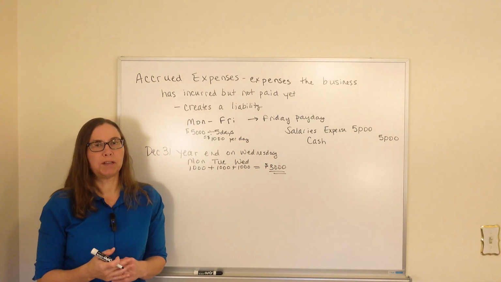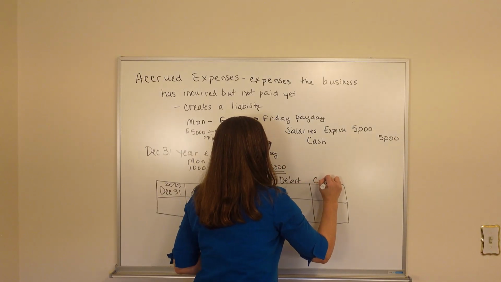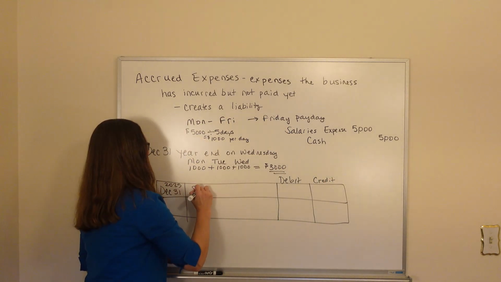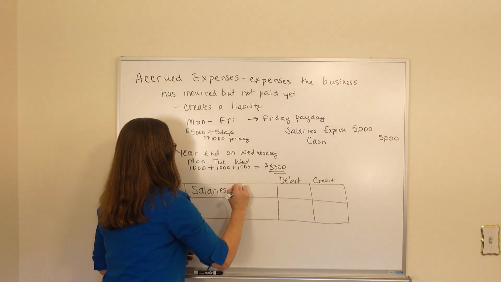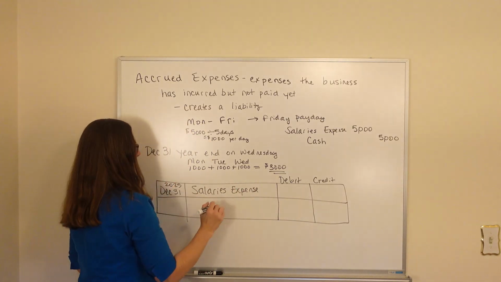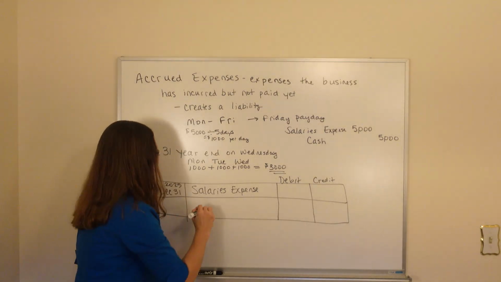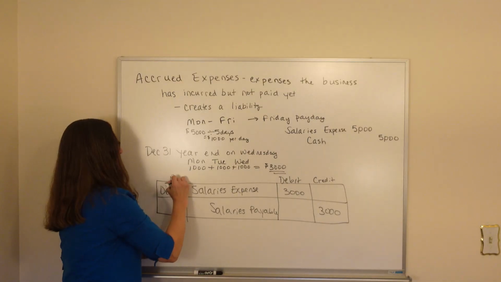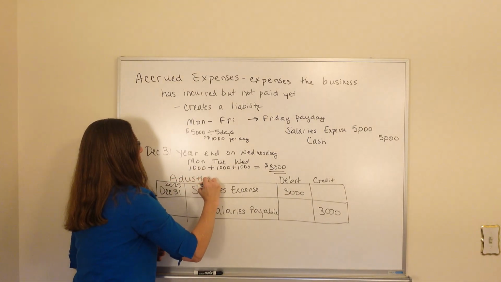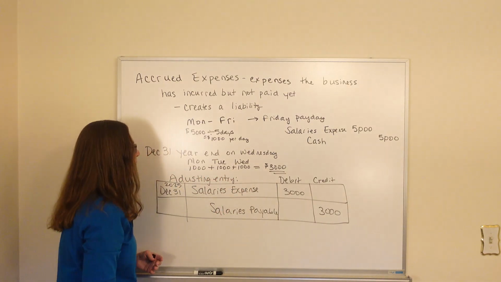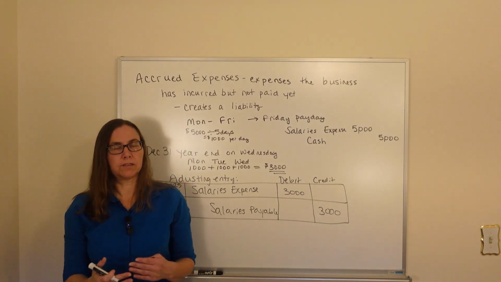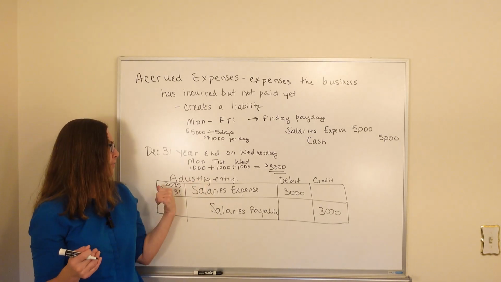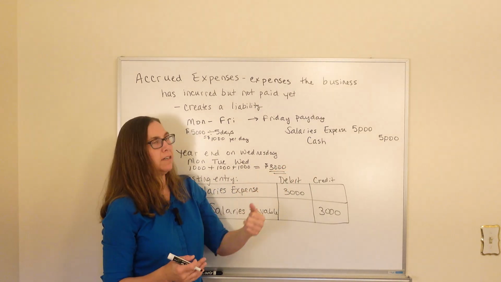And the adjusting entry would be very simple. You would have a debit to salaries expense and a credit to salaries payable. And that would be for $3,000. So this is your adjusting entry. And that's it. That's your adjusting entry. You're showing that they incurred salary expense of $3,000 in 2025, even though they're not going to pay until Friday.